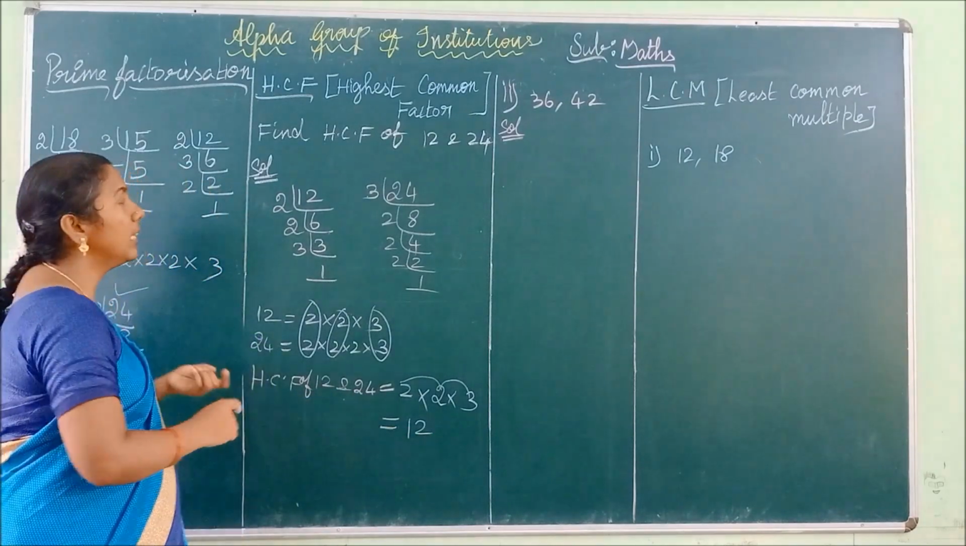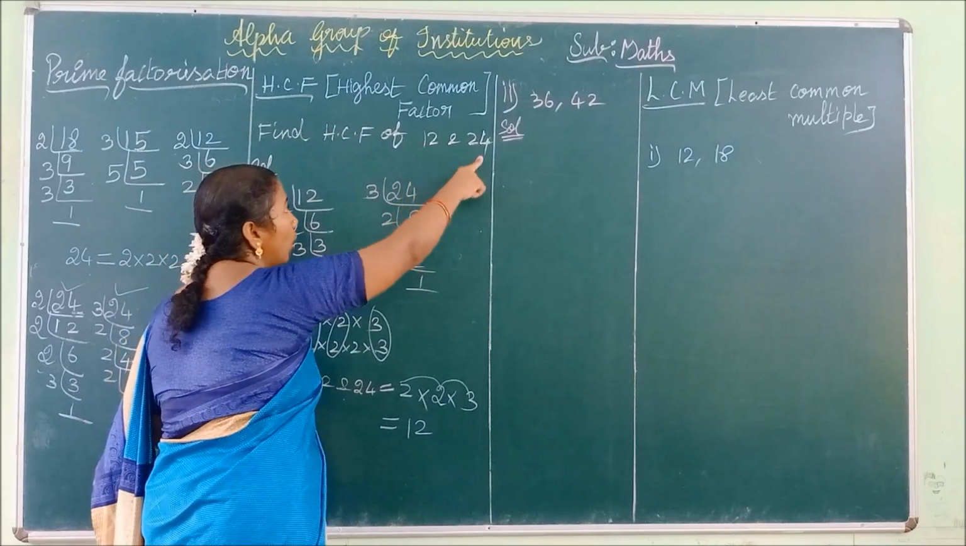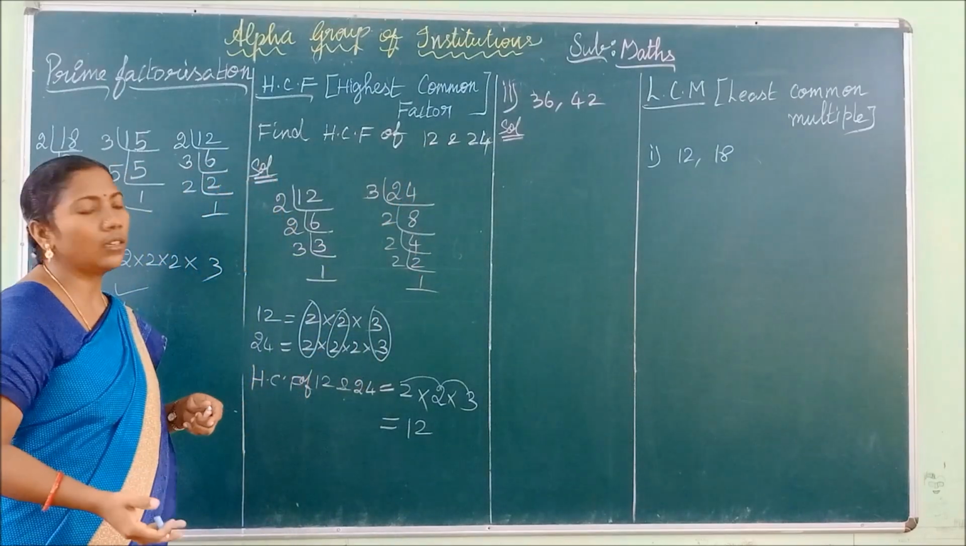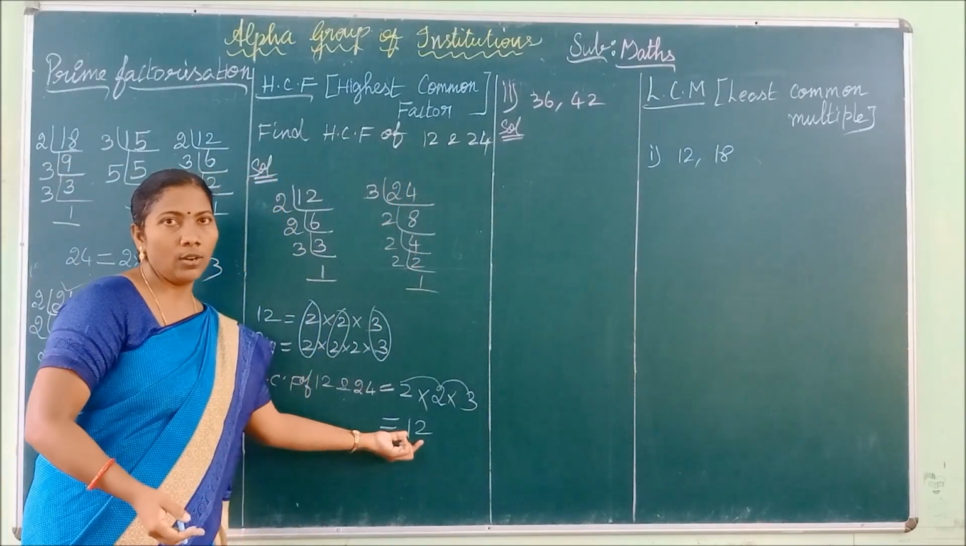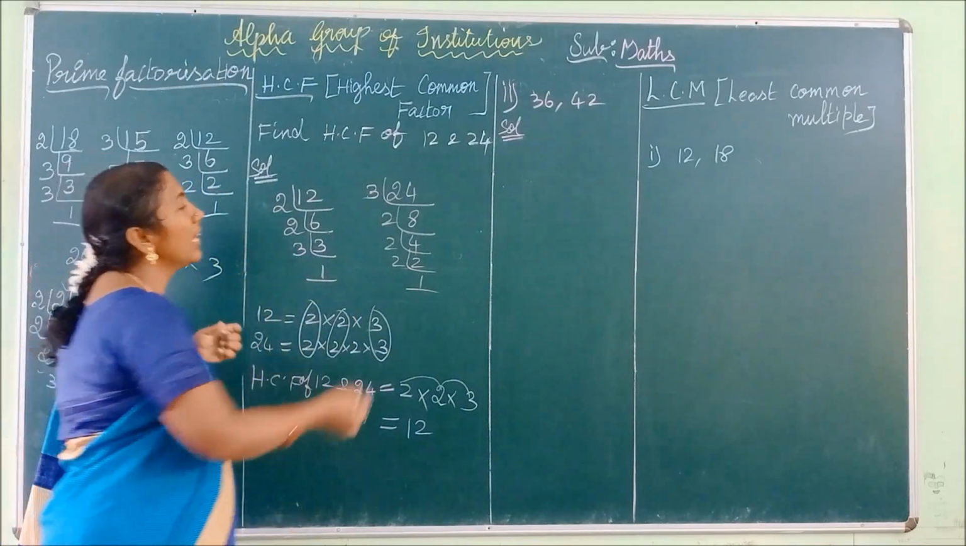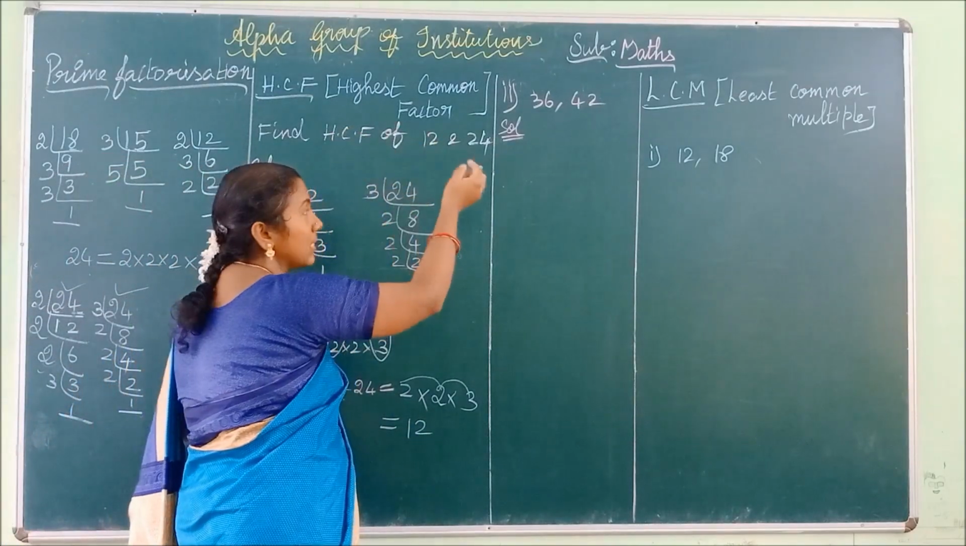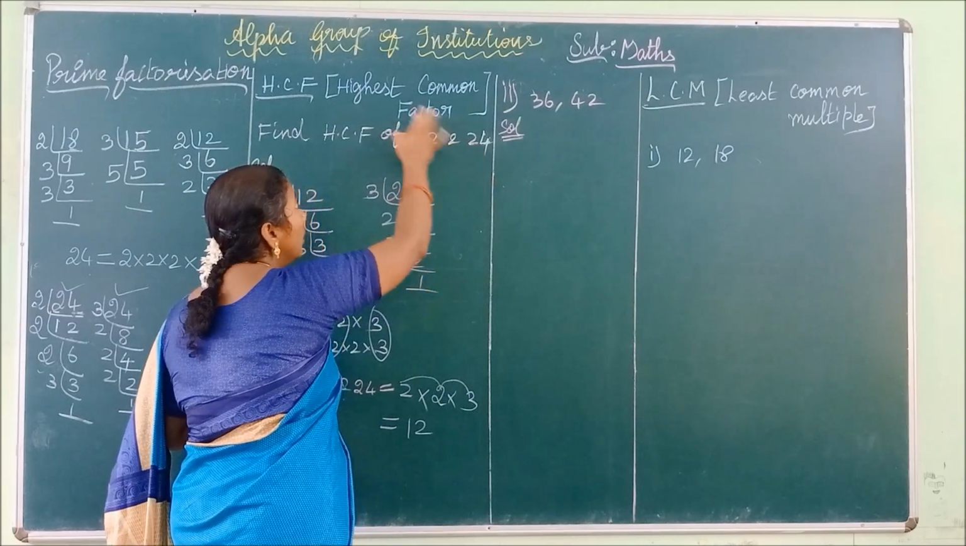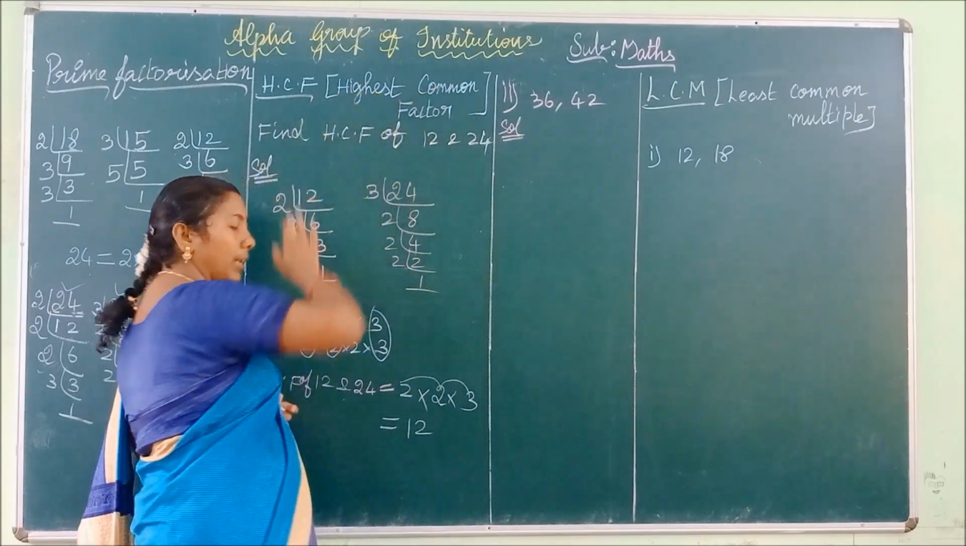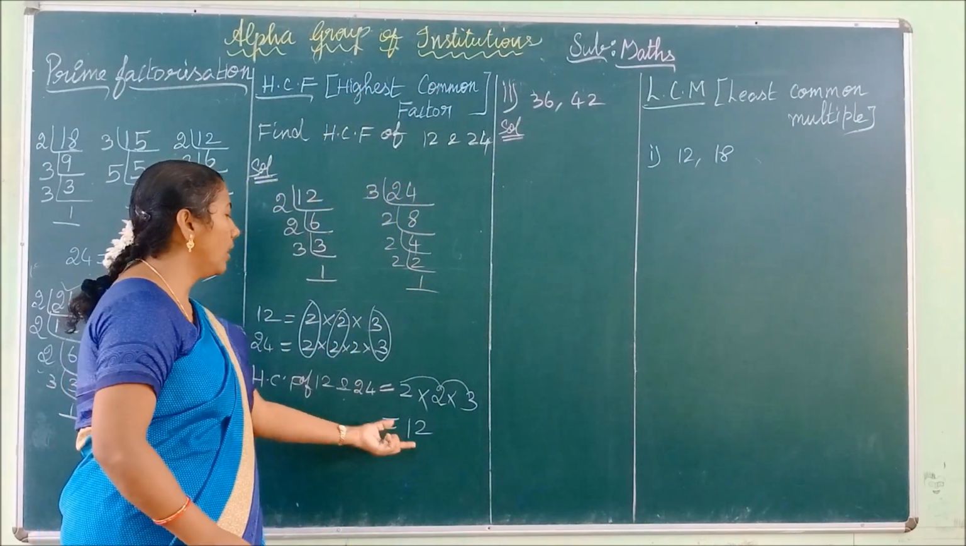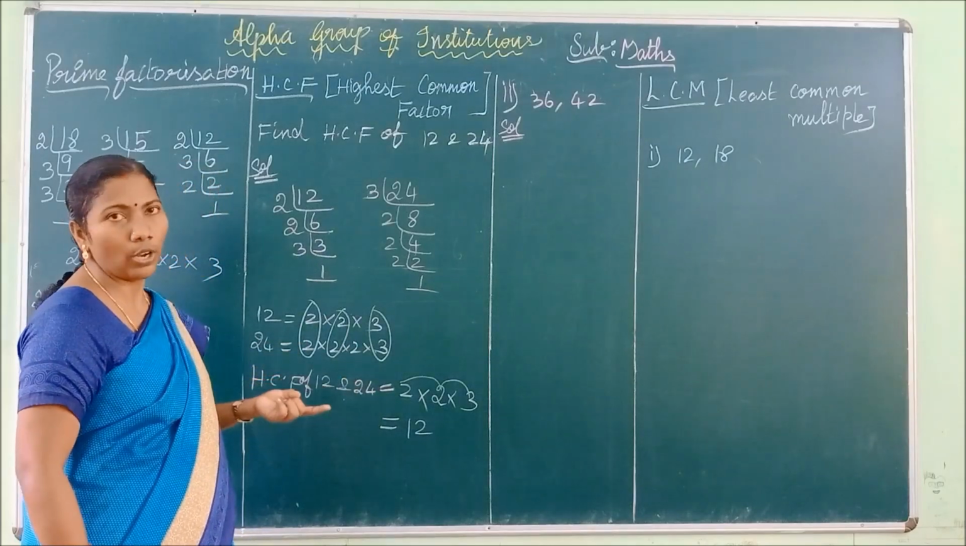That is, among the divisors of 12 and 24, the highest common divisor is 12. Do you understand, children? Among the divisors, that is the factors, of 12 and 24, the common and the highest number is 12. So 12 is the HCF of 12 and 24.